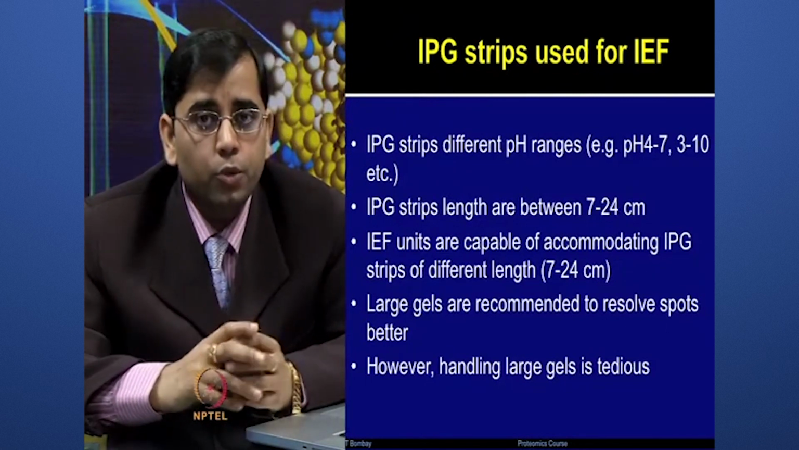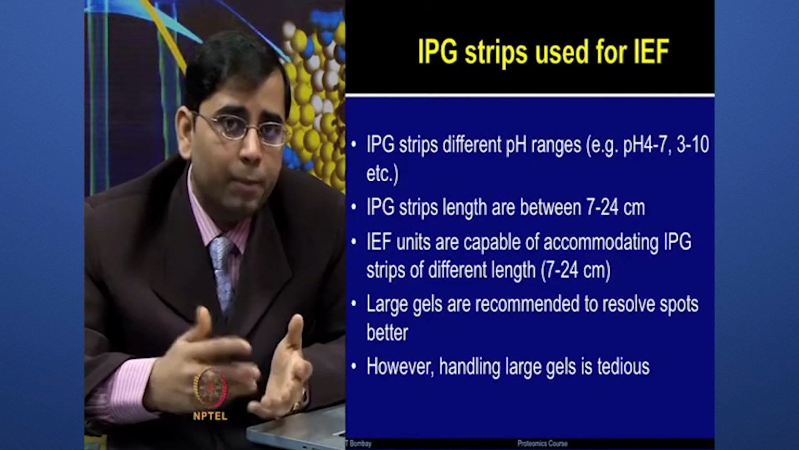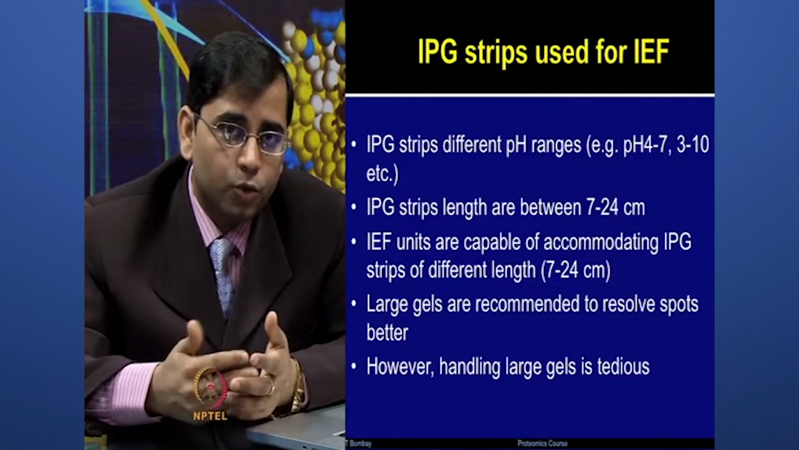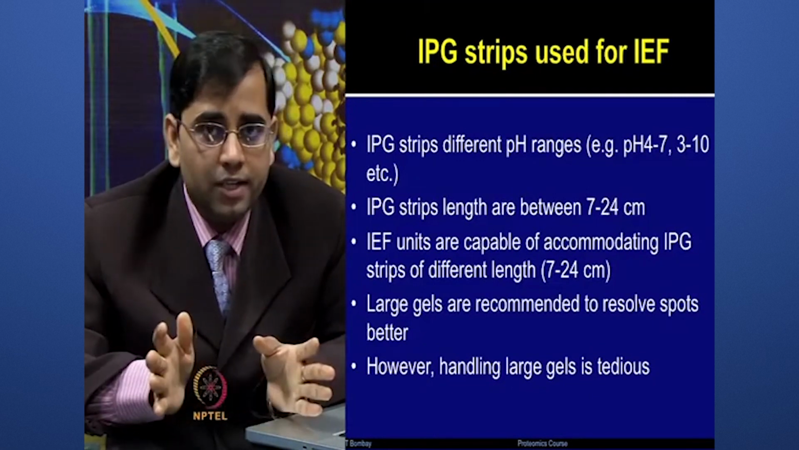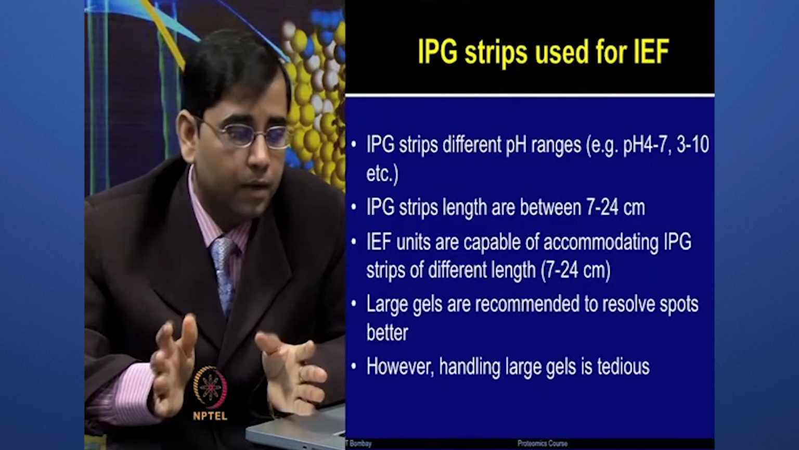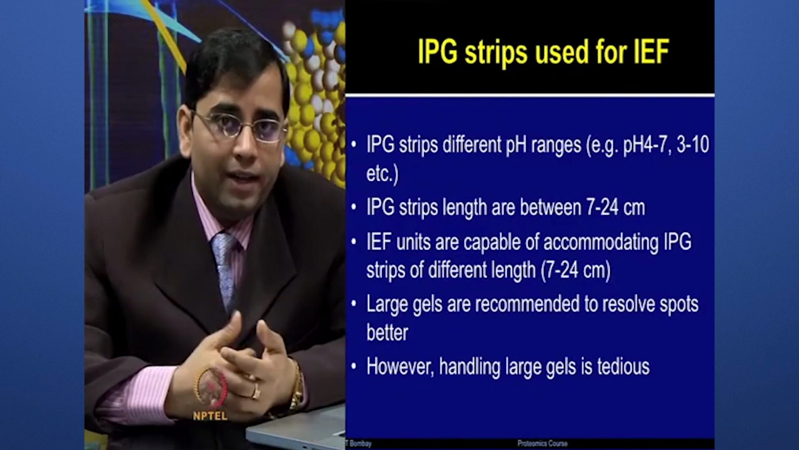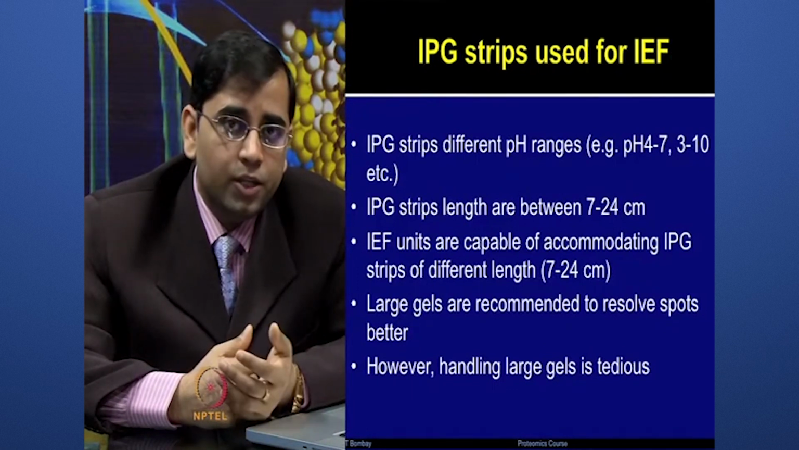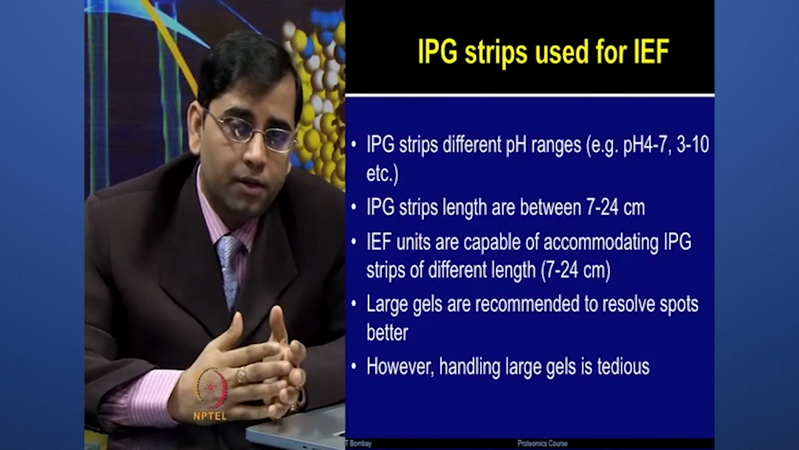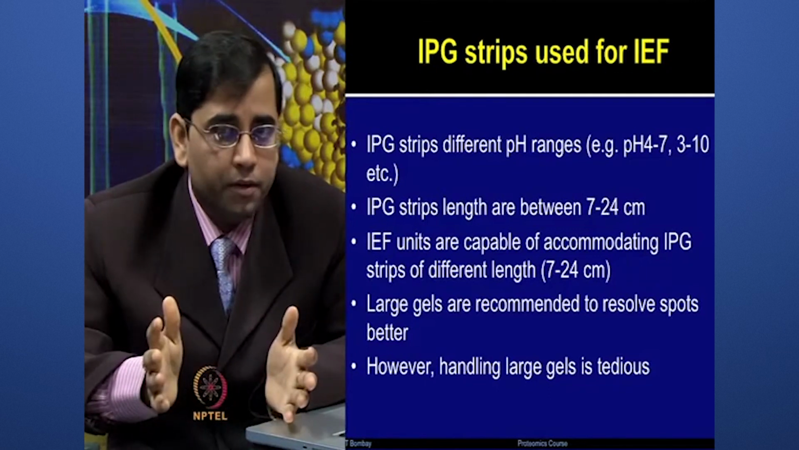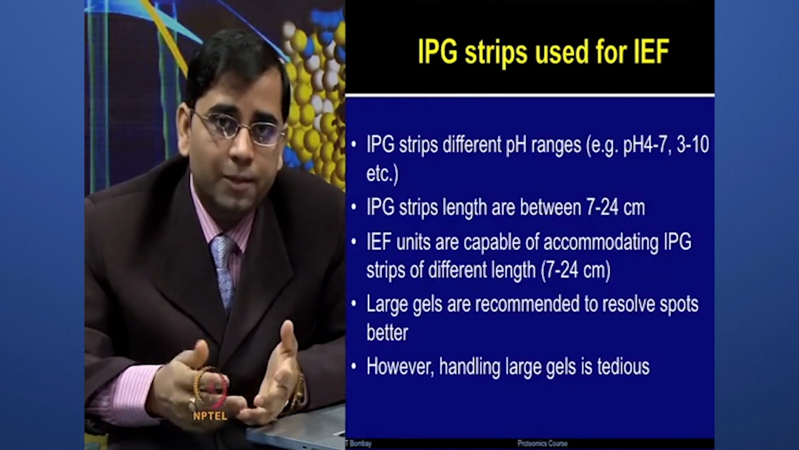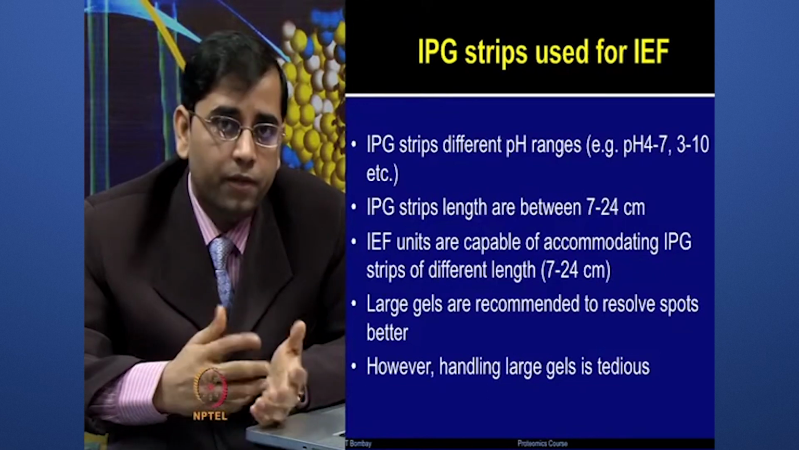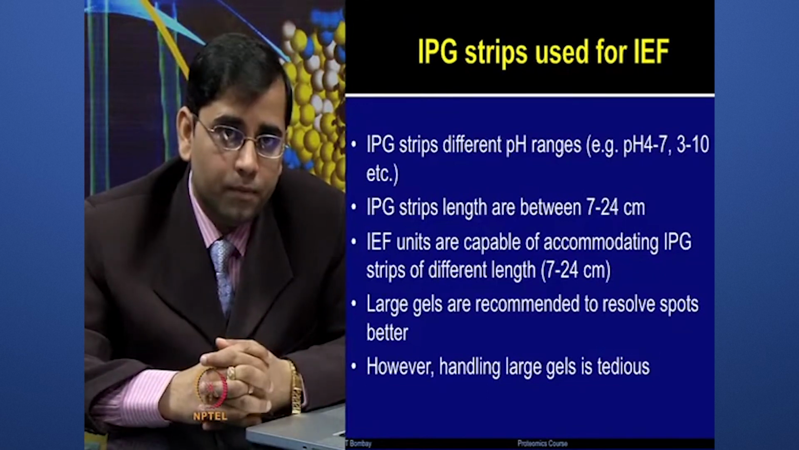Now, if you want to know all the proteins which could be present in your sample, you can apply a very broad range strip like 3 to 10. Now, what length of IPG strip should be used? One can use from 7 centimeter to 24 centimeter. There are different types of strips manufactured by different commercial companies.